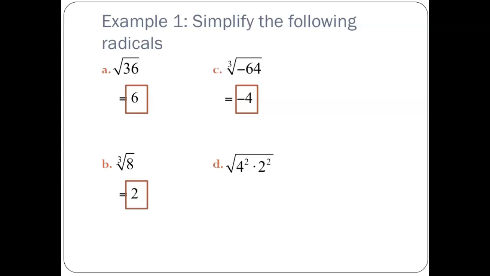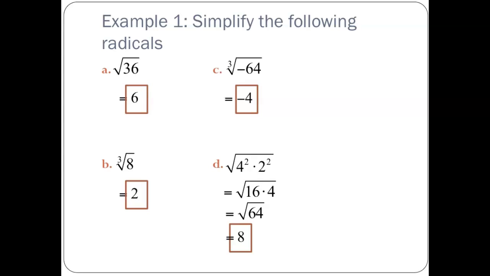Alright, and the last one here we have the square root of 4 squared times 2 squared. I'm going to start off by simplifying this as much as I can. So 4 squared is 16, 2 squared is 4. 16 times 4 is equal to 64. And the square root of 64 is equal to 8. So 8 here is my answer.